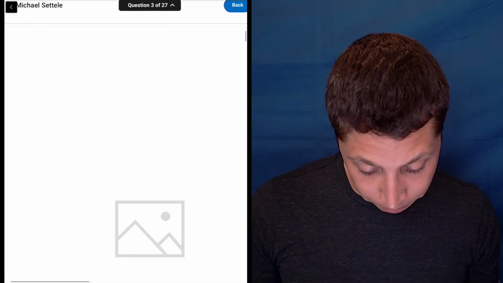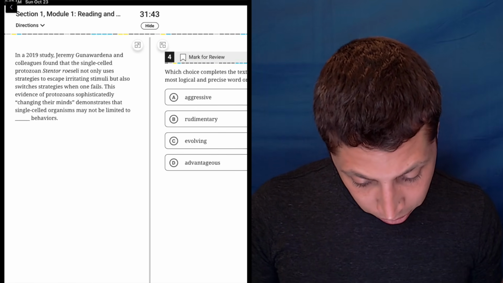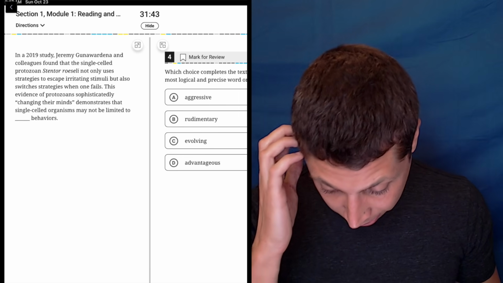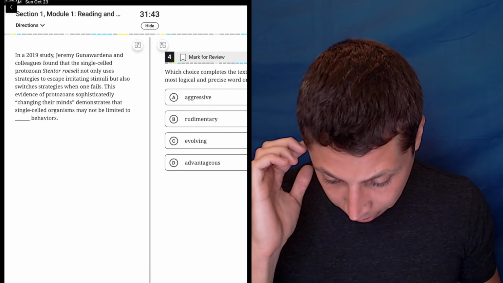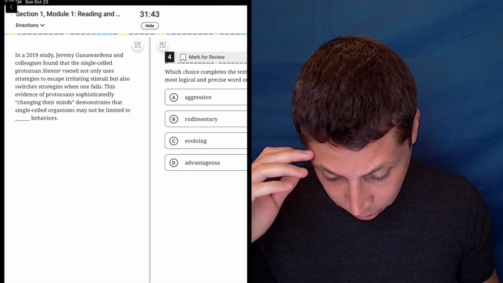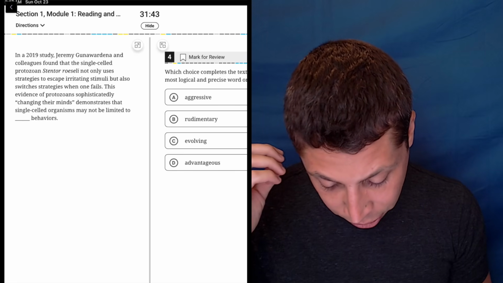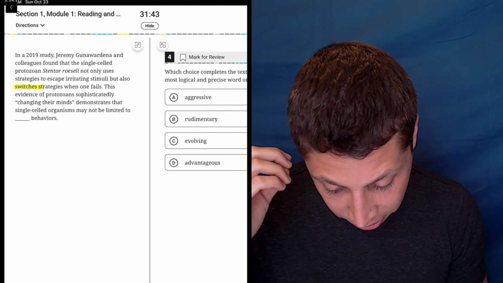Yeah, let's keep going. Okay. Which choice? Okay. More vocab. In 2019, this person, they found something to escape. Okay. Uses a strategy to escape irritating stimuli, but also switches strategies when one fails. So it switches, it escapes.